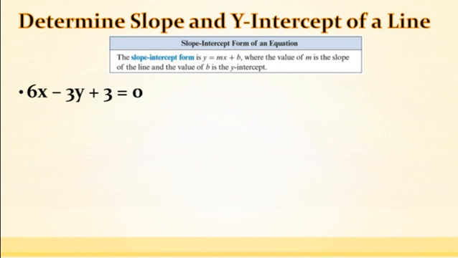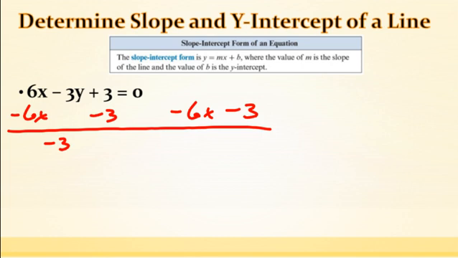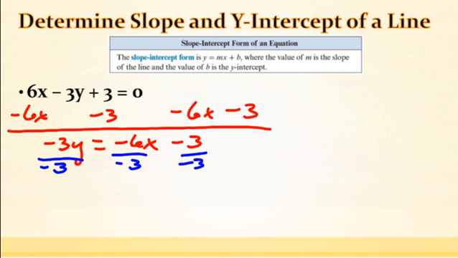Next problem, do the same thing. So we're solving for y. So I'm going to subtract 6x and I'm going to subtract 3 on both sides. And when I do that, I have -3y equals -6x minus 3. To get y by itself, I divide by -3. So make sure you divide everything by -3 so you know where to simplify. So now I have y equals positive 2x plus 1.